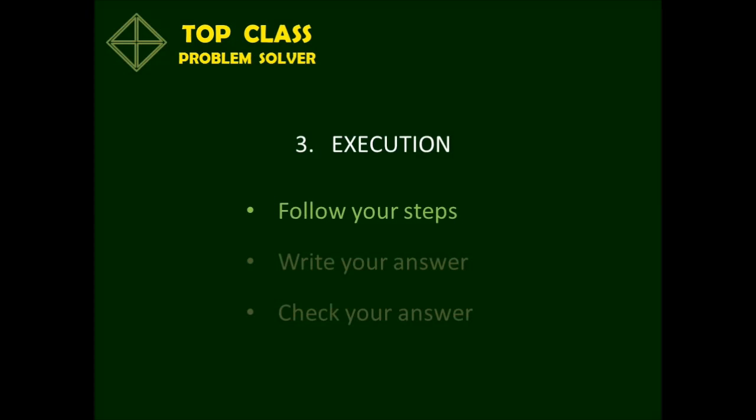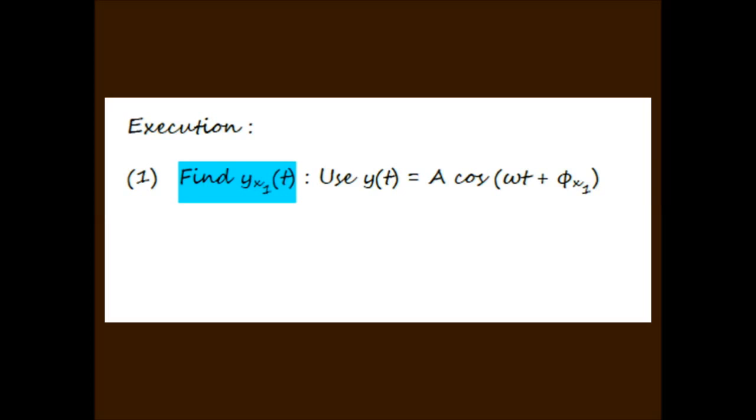The first step of the execution is to follow the steps of the action plan. Let us first find the equation for simple harmonic motion at x equal to x1. We know the amplitude for the simple harmonic motion at x equal to 0, and we know the angular frequency for the simple harmonic motion at x equal to 0. So, as a property of the sinusoidal wave, these are also the amplitude and angular frequency for the simple harmonic motion at x equal to x1.